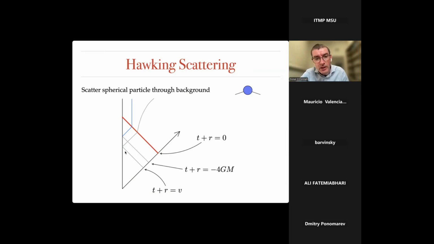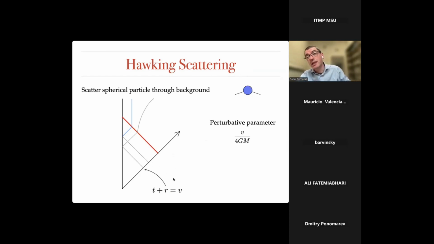So we think about some particle which is localized at some advanced time, T plus R equal to some value V, which is less than minus 4 GM, so that the particle can come in and fall in, pass through the origin before the black hole forms, and get out to the future. There's a perturbative parameter in that process, which is the ratio of V over 4 GM. That's important in our thinking about this.